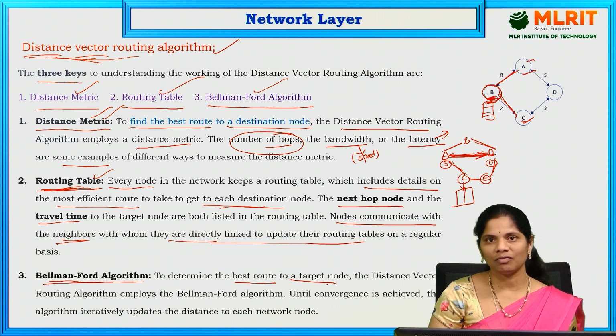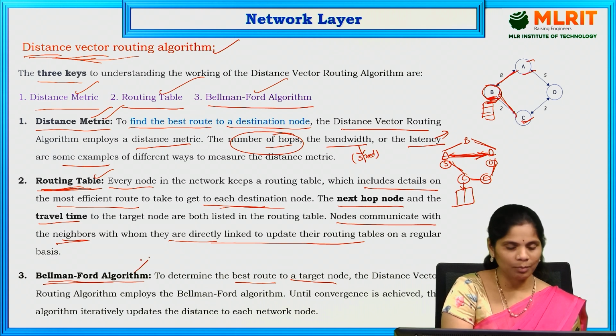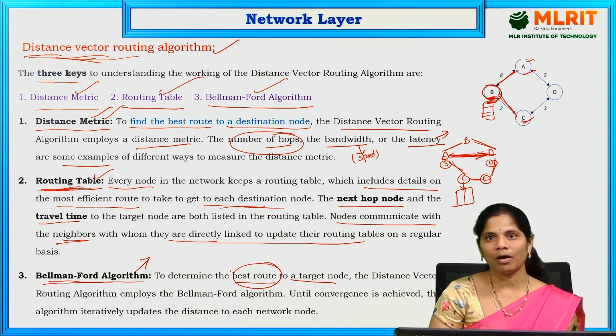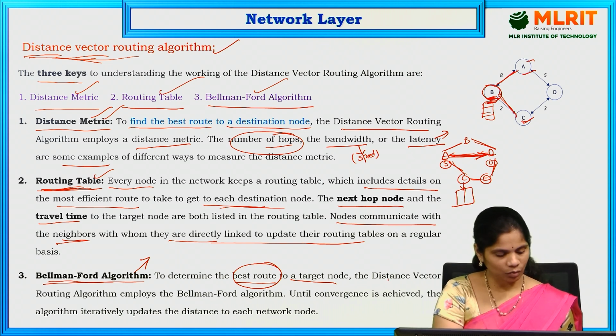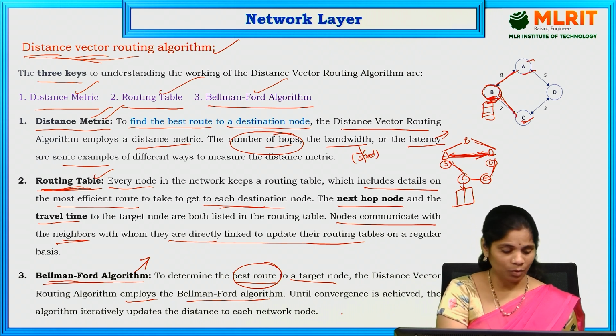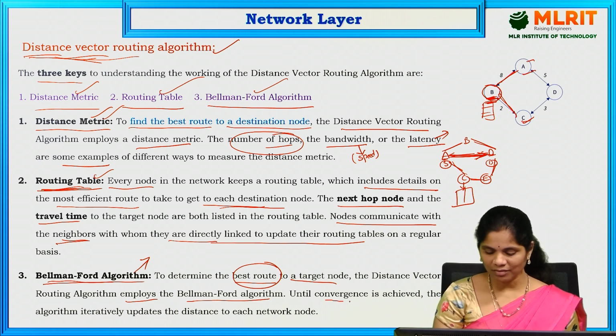For what purpose are we going to use this Bellman-Ford algorithm? It is for selecting the best route among all the other routes. The distance vector routing employs the Bellman-Ford algorithm, and this process is repeated until convergence is achieved, meaning reaching the final destination.